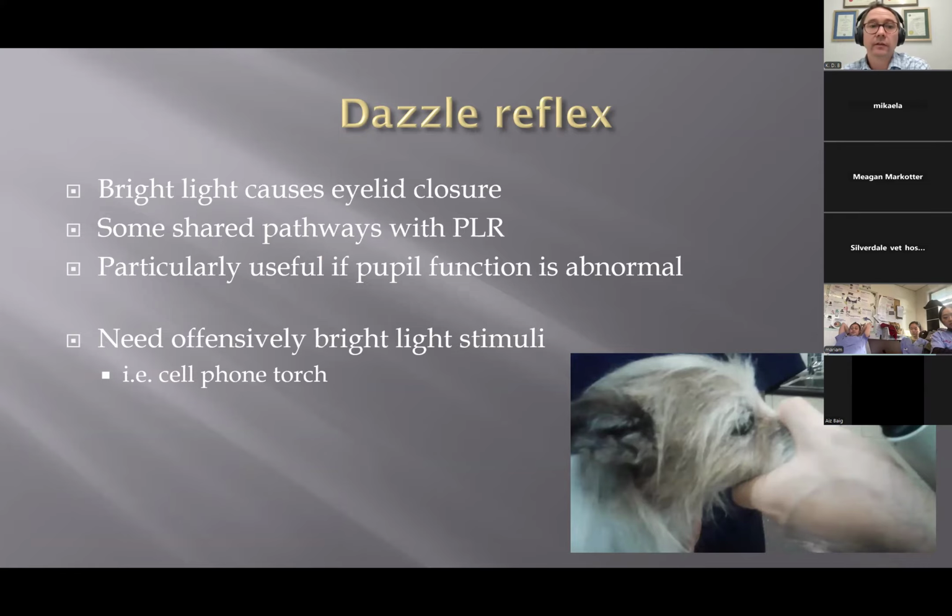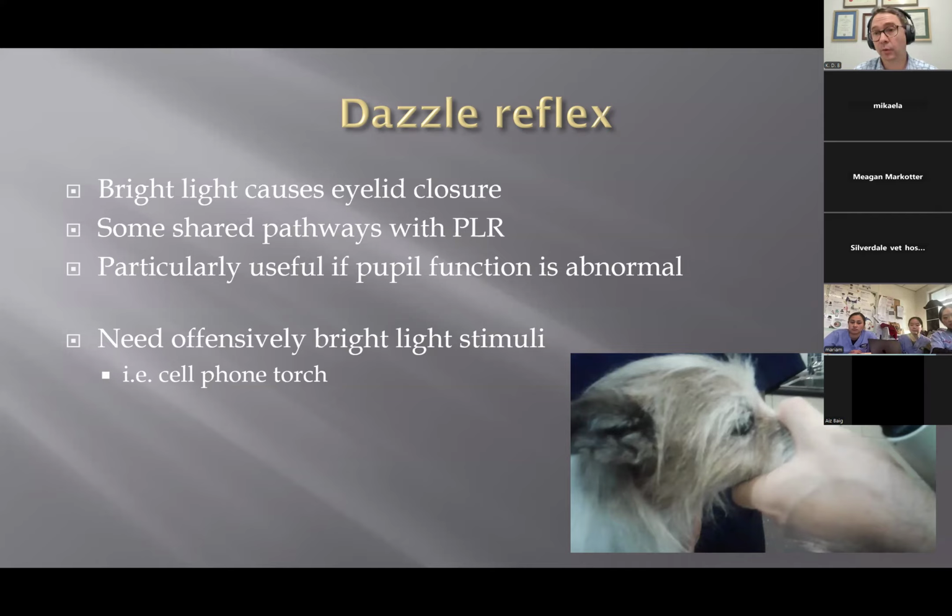The dazzle reflex is a really useful reflex to use because it has some shared pathways with the pupillary light reflex, but the way it's expressed is different. With the pupillary light reflex, we shine light into the eye and the pupil gets smaller. But for a dazzle reflex, we shine bright light into the eye and the eyelids close. So it's a different motor pathway. It uses different nerves and different muscles to show a positive response.